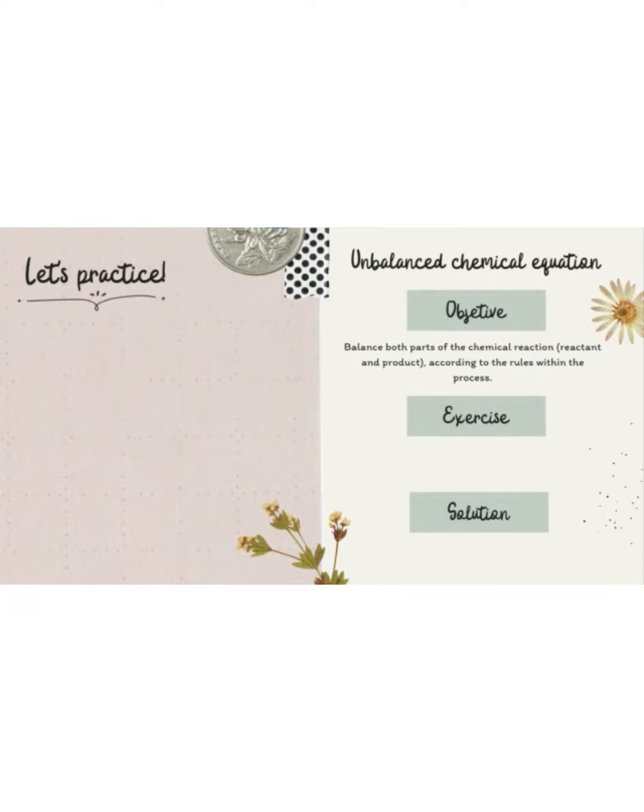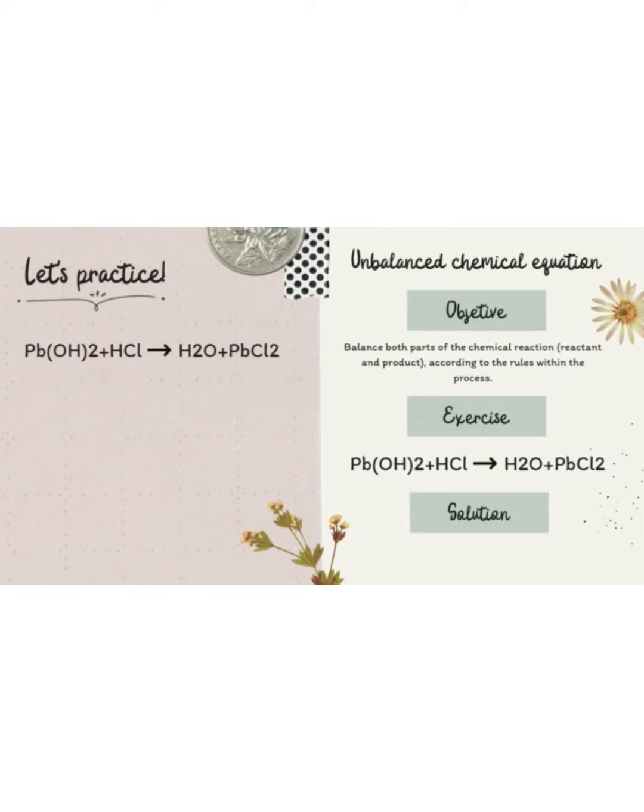The exercise we will solve is the following, in which the following elements will participate: lead, oxygen, hydrogen, and chlorine. Let's begin. The first thing we must do is to classify all the elements in order. First, the lead, then the chlorine, and by the rule it is important to know that the hydrogen and oxygen are placed at the end. Don't forget that the 2 coefficient in the reactant will only affect those in the parentheses. The same on both sides.